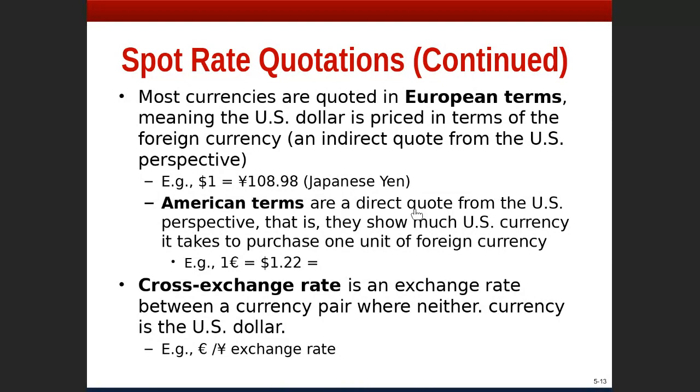American terms are a direct quote from the US perspective. That is, they show how much US currency it takes to purchase 1 unit of foreign currency. Say, for example, again, I own American dollars and I'm interested in purchasing euros. How much will 1 euro cost me? In this case, 1 euro will cost me 1.22 US dollars.